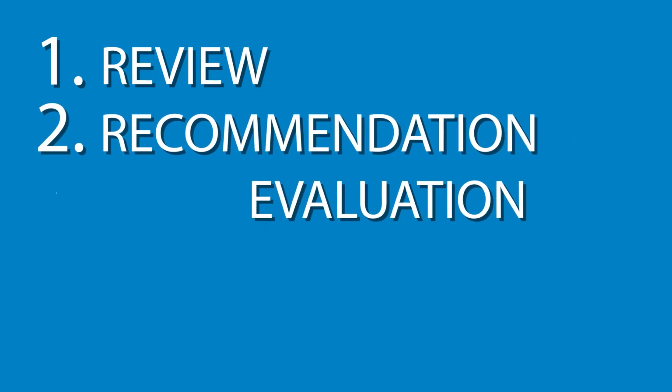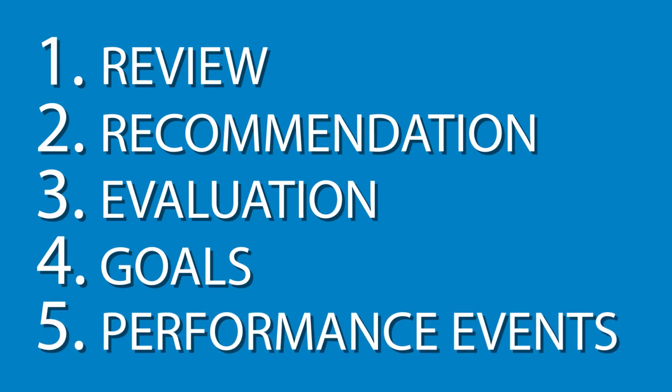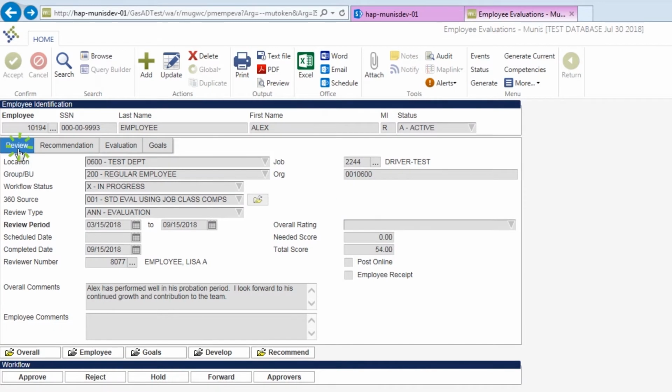The 5 areas include the 4 tabs labeled Review, Recommendation, Evaluation, and Goals. And finally, under a separate menu item, you'll be able to view the logged performance events. The Review tab. On the Review tab, you will find the basic information regarding the type of performance document, the position being reviewed, and the review period dates. You will also find the total score given and overall comments by the supervisor.